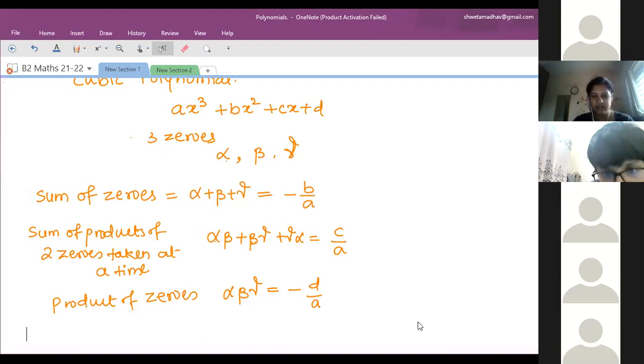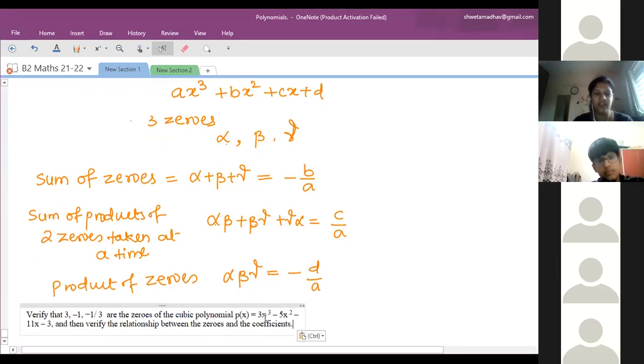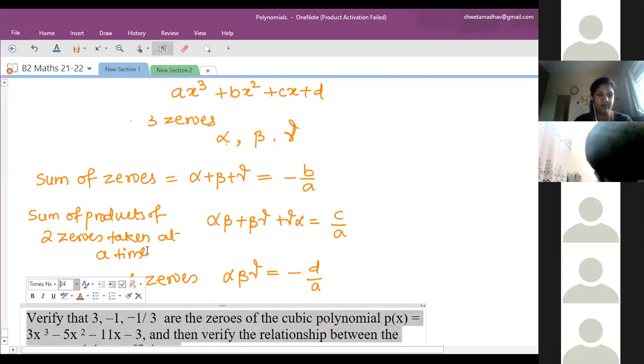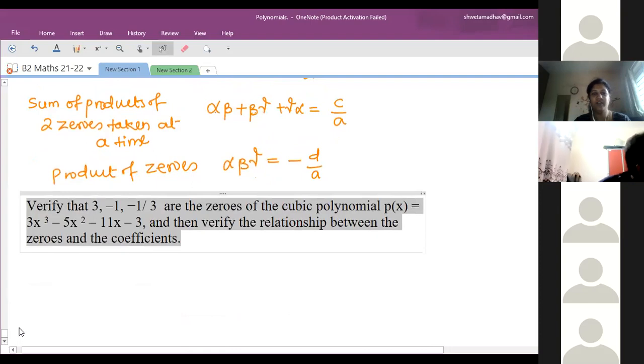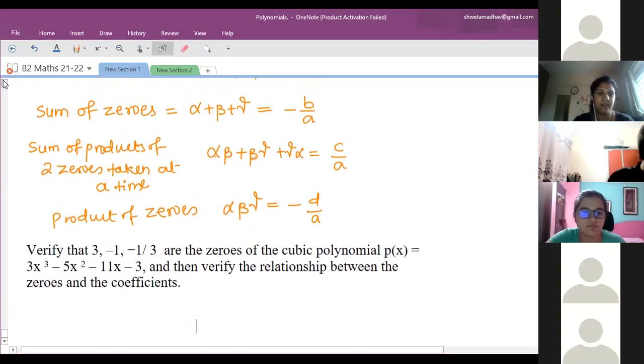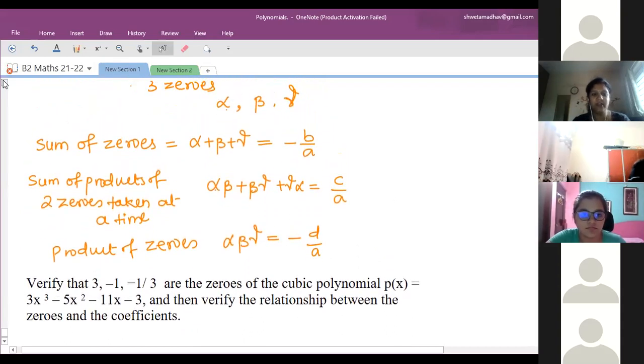Okay. So based on this, the relation is clear. No need to prove anything. It was proved in a similar way earlier, but we can verify it. Verifying and proving are similar. So they have given this, the next question: verify that 3, minus 1 and minus 1 by 3 are the zeros of the given cubic polynomial, and then verify the relation between the zeros and the coefficients.